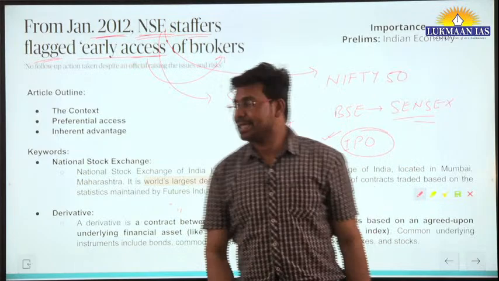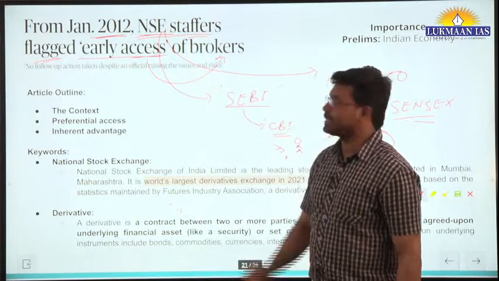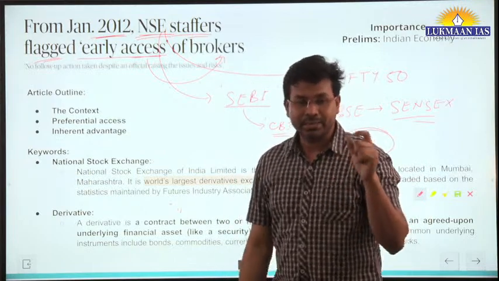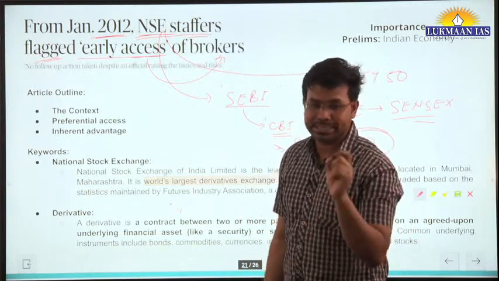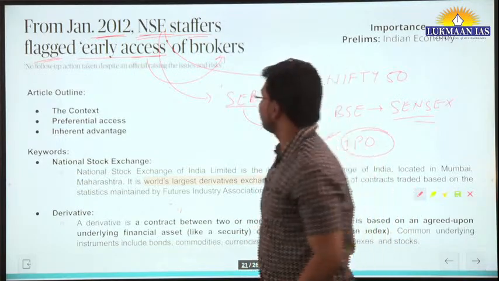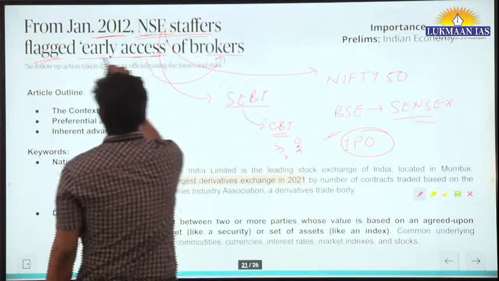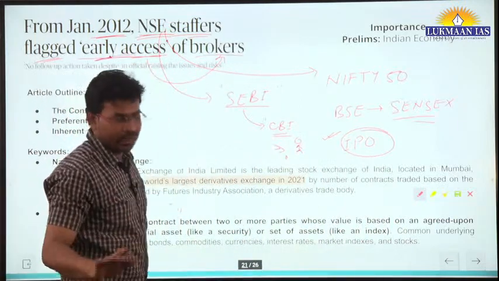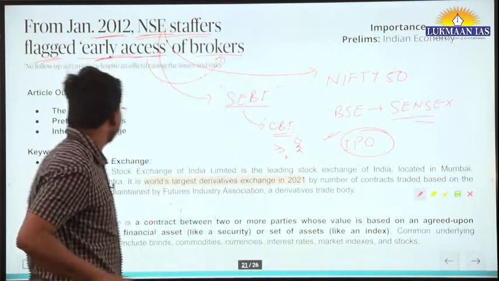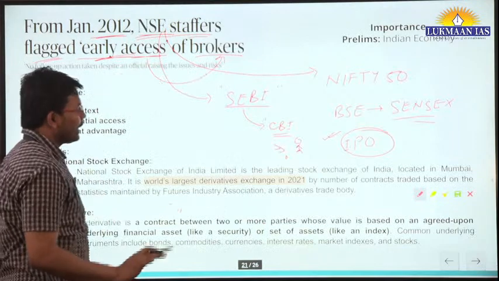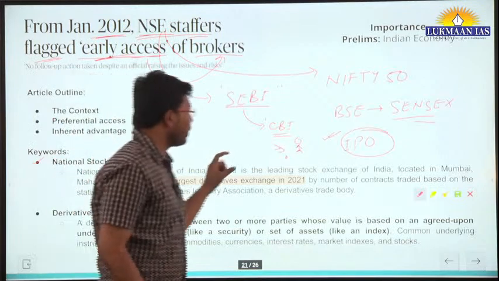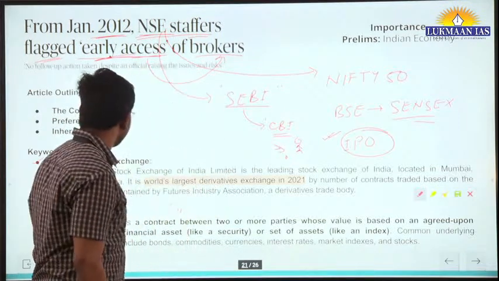Okay, so what has happened in this particular case, early in 2012 itself, 10 years back, some National Stock Exchange staff notified the National Stock Exchange that some of the brokers had early access to the information. And how did they have early access to the information? The question arises. Okay, so what has happened? Here we are going to discuss some of the things.